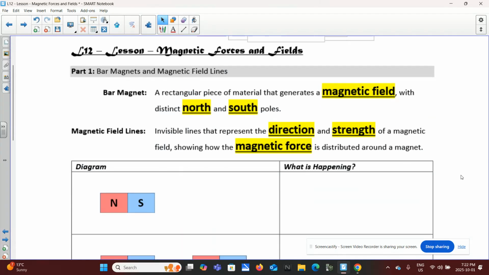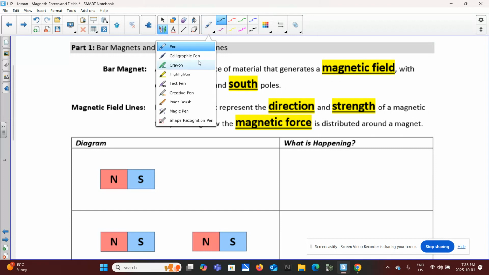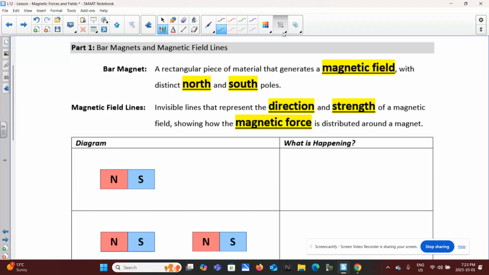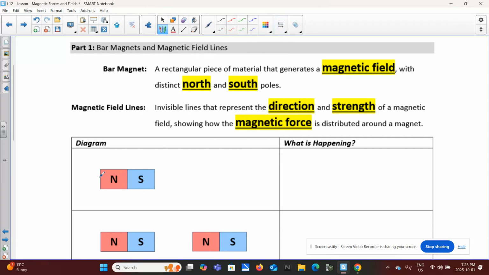Okay, so here we got a couple field lines, and then we're actually going to draw this. So I'll just get this ready to go. Okay, field lines are going to come out of a north, and they are going to go into the south.